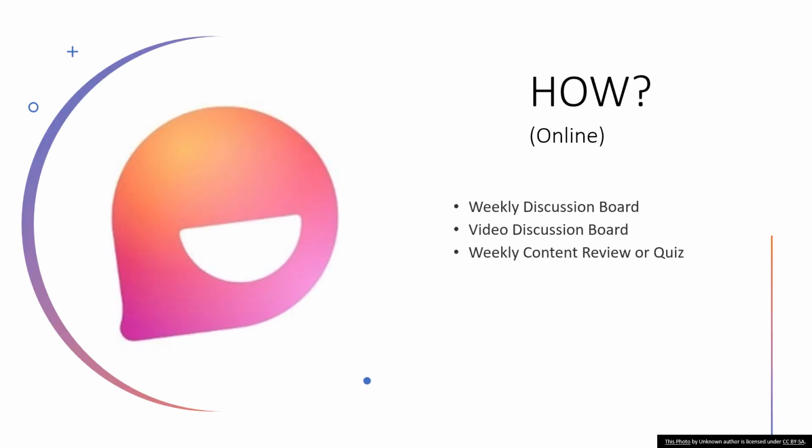Here are some ways to mark attendance in an online class. A weekly discussion board. Have initial response due on Wednesday and respond to classmates by Sunday. Change it up. Have a video discussion board. I like to rotate between a regular discussion board and video. I get to see my students and they get to see each other and get to know each other and be engaged.